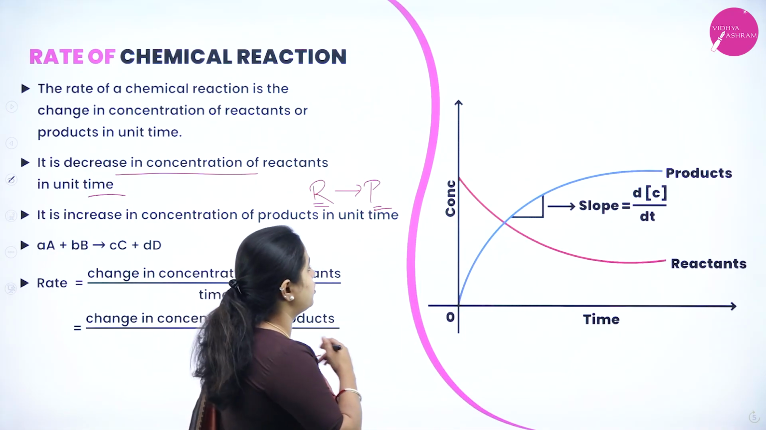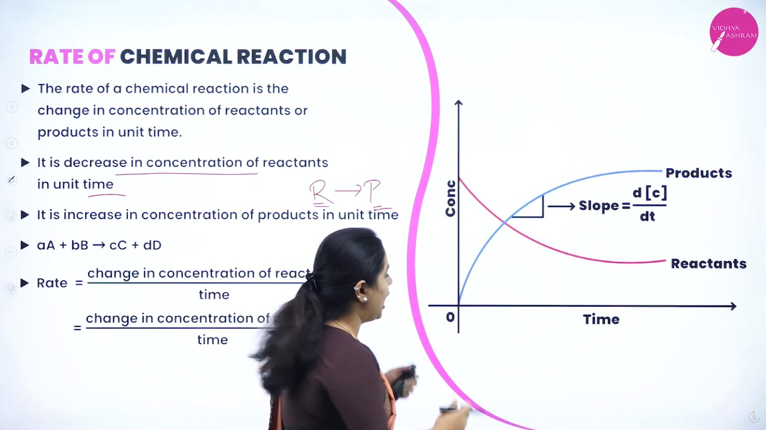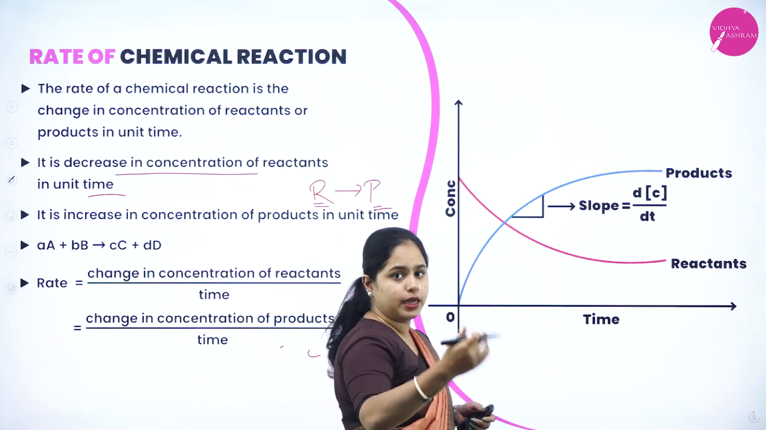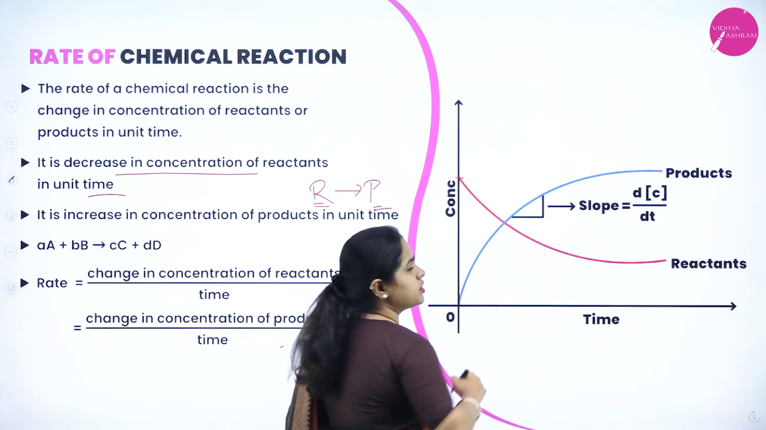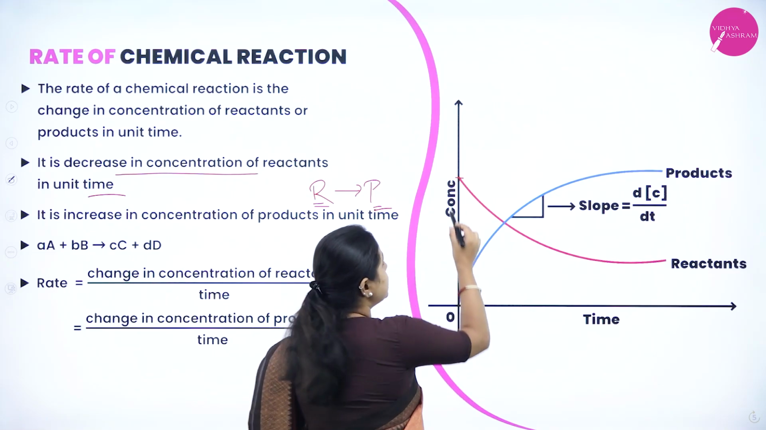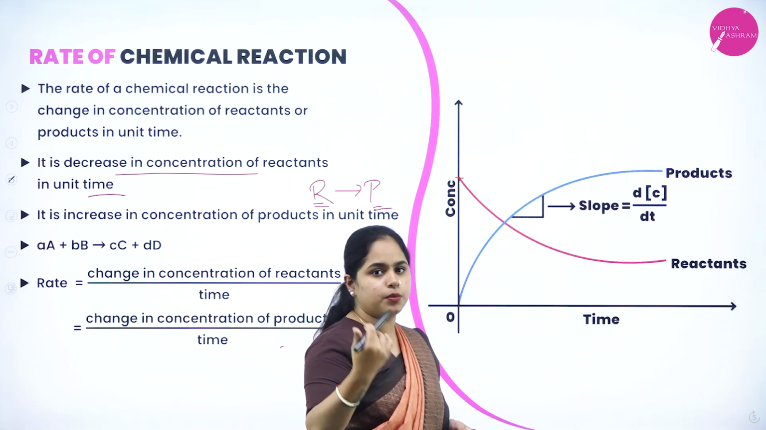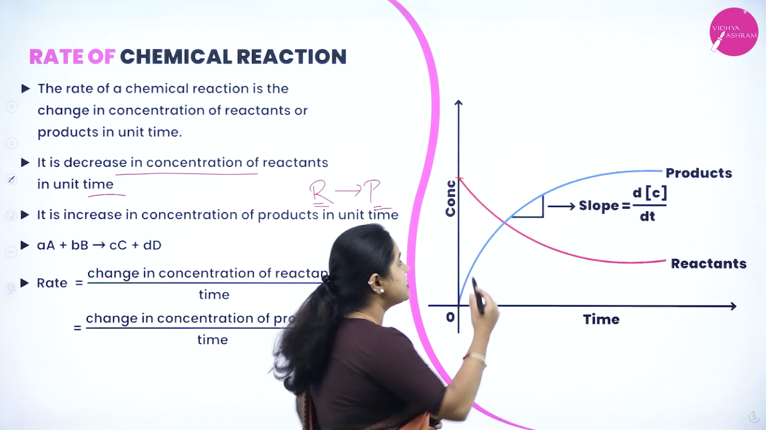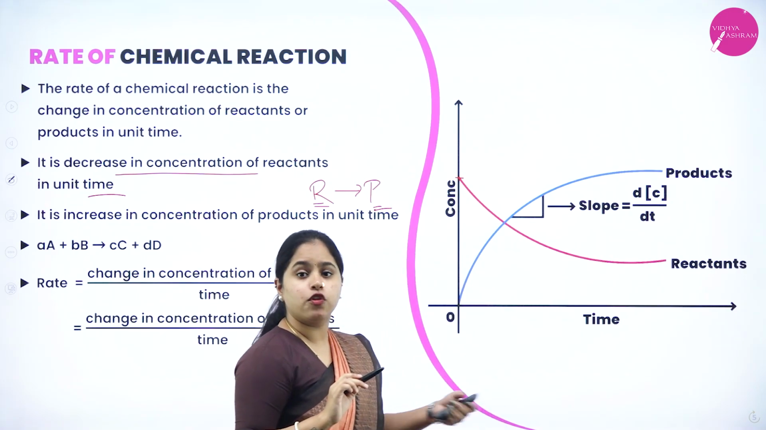So now let's move on to the graph. As you can see, it is a concentration versus time graph. As time proceeds, when the chemical reaction is taking place, what happens to the concentration of reactants? Initially there was some value, and as the reaction takes place, the concentration is decreasing. You can say this graph is for the reactants.